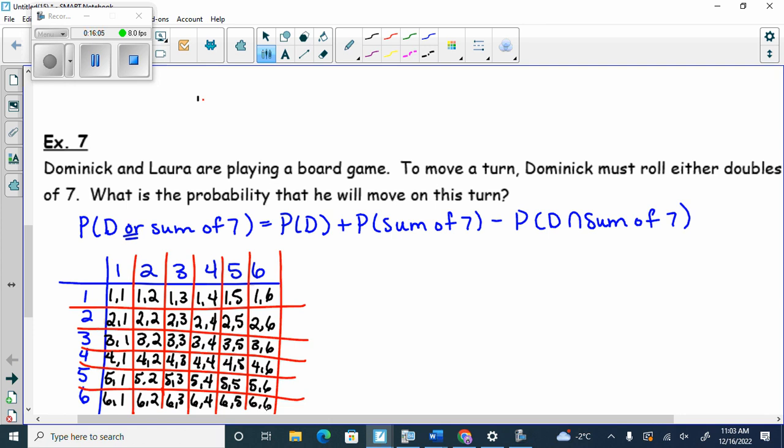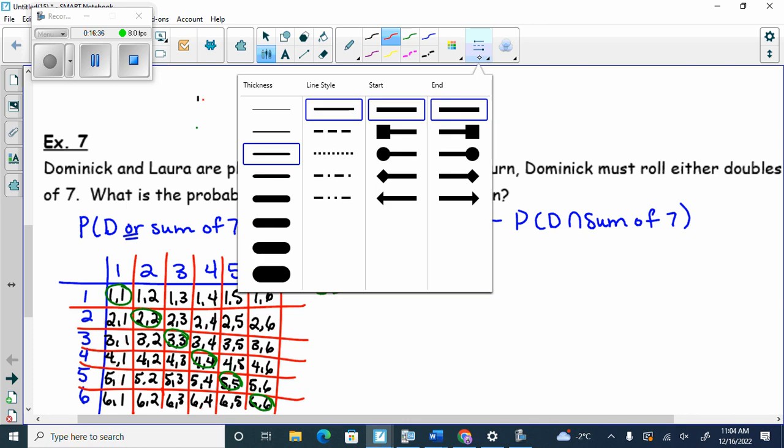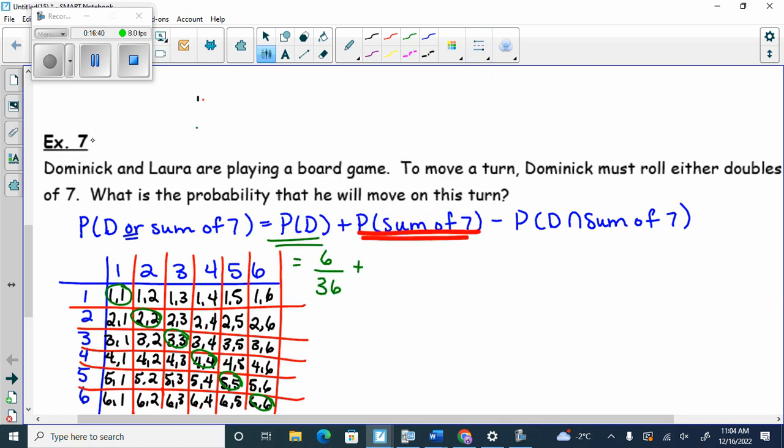All right. So I'm going to take green and circle the probability of doubles. So I go up to the doubles and I circle them all so I can visualize it. There's 1, 2, 3, 4, 5, 6, right? So this equals 6 out of how many? Out of 36. Then we have sum of 7. So I'm going to do sum of 7 in purple, actually. So the ones that would sum to 7 are these. 1, 2, 3, 4, 5, 6.